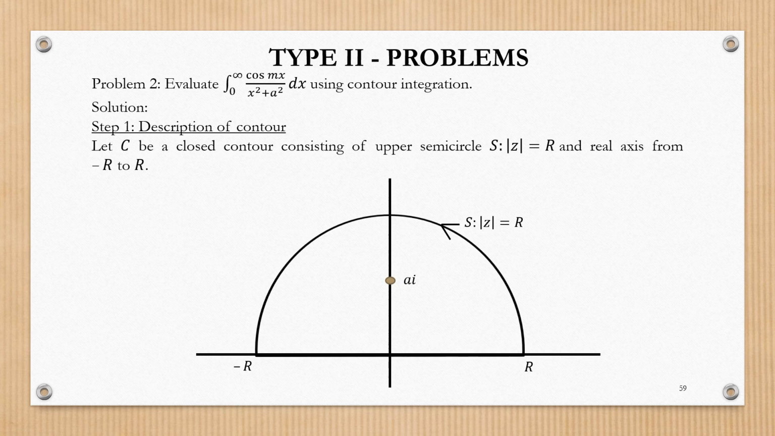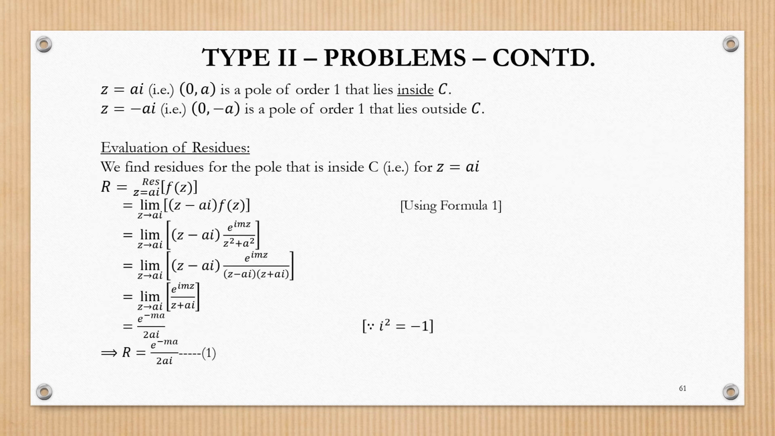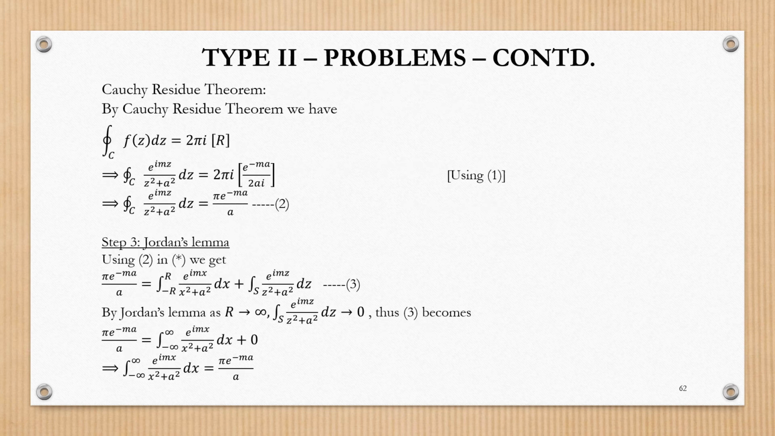The contour is described in the same manner. Now the integrand had cos mx, therefore we take e power imz, and finally we will be doing a comparison of the real part. The procedure is exactly the same. Please go through the various slides. You will be able to understand because all the steps are self-explanatory, and whatever formula is used, I have represented it on the right side of the point of application itself. We use Cauchy residue theorem to get equation 2, and then we use Jordan's lemma to get the required result.